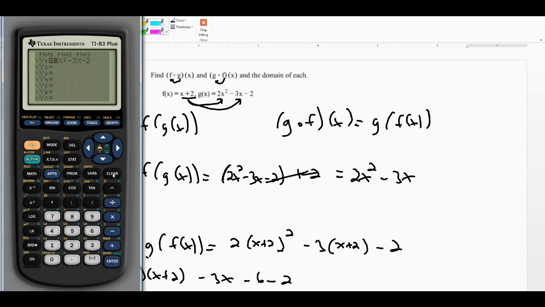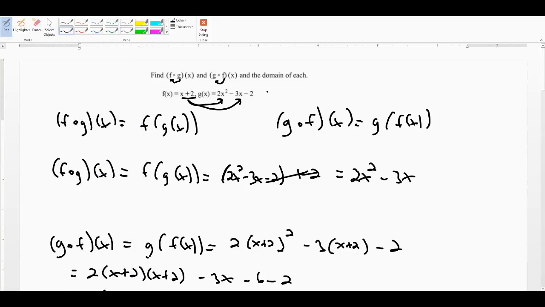And then I'm going to graph the actual answer we got for f of g of x: 2x squared minus 3x. And you'll notice also there's no restrictions. So that tells me that the domain of our function is negative infinity to positive infinity.